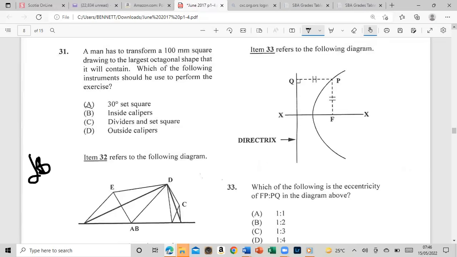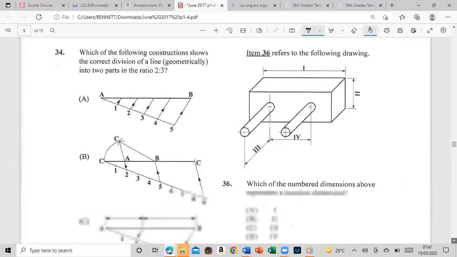And let me just include the diagram now. All right, so here we go now. Item 33 refers to the following diagram. Which of the following is the eccentricity of FP? So that's FP to PQ, and that looks like 1 to 1. Since it's a square, both lengths are the same, so that's 1 to 1. It's a square, right? All right, let's move on to ask about ratio and stuff.